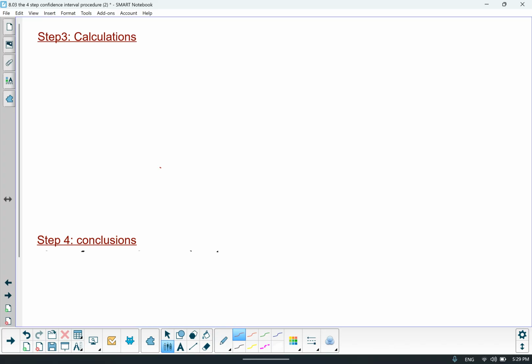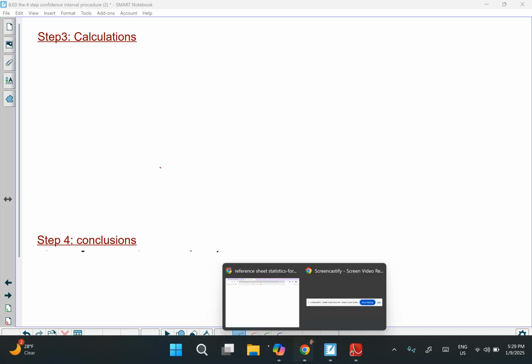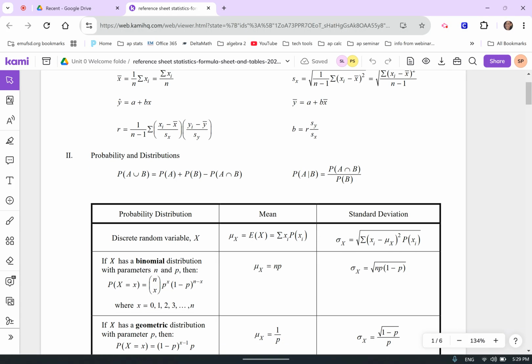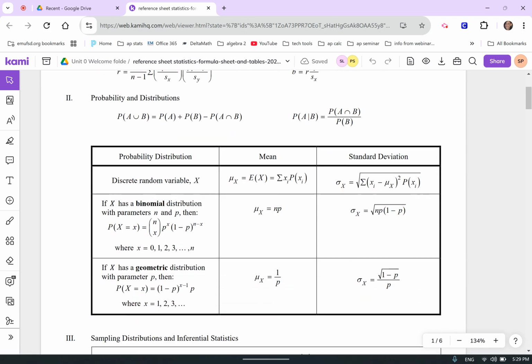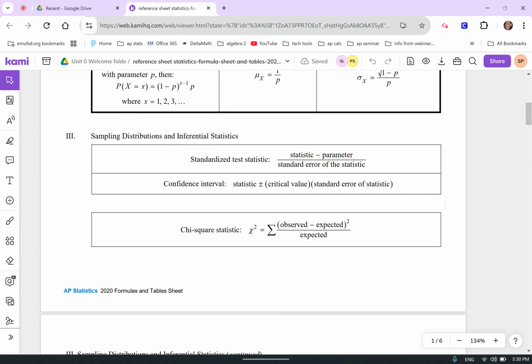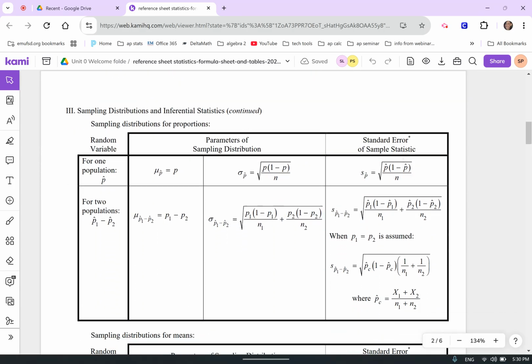So you need to look up the formula. So let me show you where the information from the formula is. You would go to the reference sheet, which you should always have out at all times. And if you go to the bottom of the first page, you're going to see in section 3, that second row, confidence interval: statistic plus or minus the critical value times the standard error of the statistic. That's the general formula. Go to page 2.